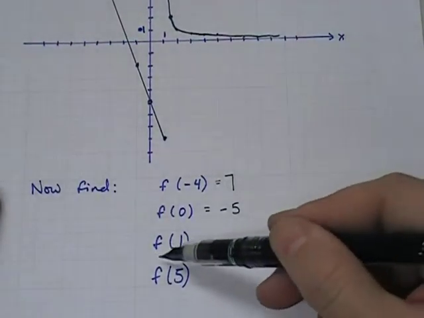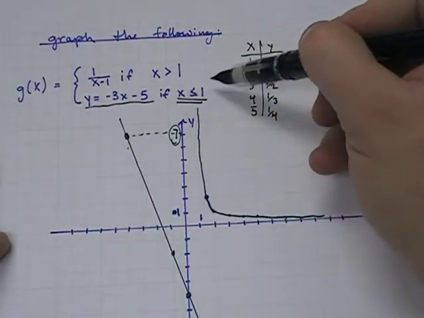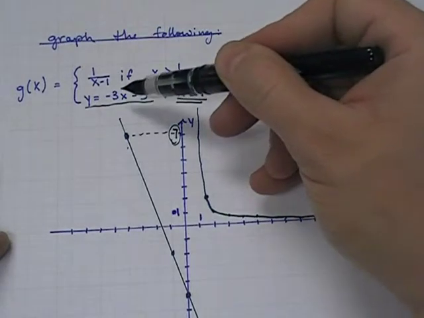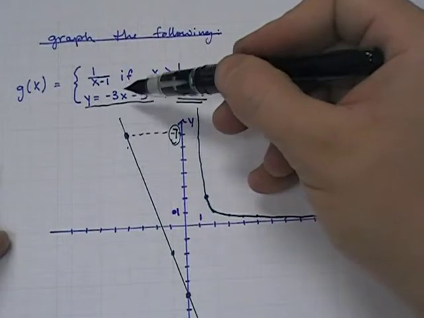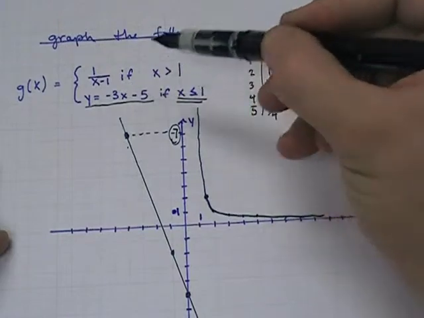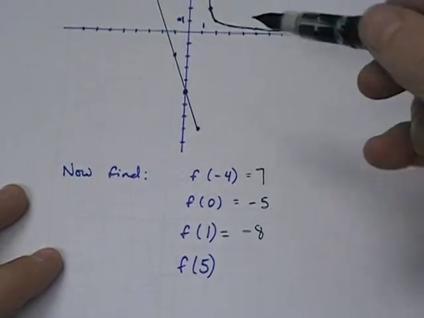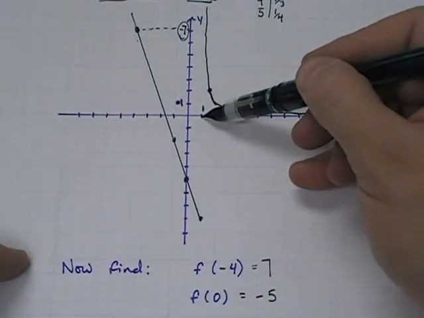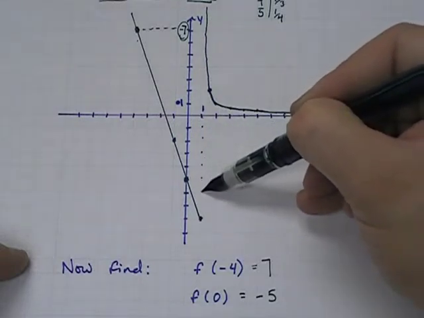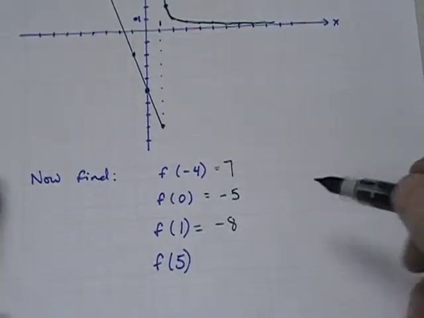How about f of 1? Well, this is greater than 1. This is less than or equal to 1. So since this has the equal to sign, we still have to use this function. So we plug in x equals 1. Negative 3 times 1 is negative 3. Negative 3 minus 5 gives me negative 8. And we can check this with our graph. Go to x equals 1 and go down 1, 2, 3, 4, 5, 6, 7, 8. Okay? So we know that checks with our graph.